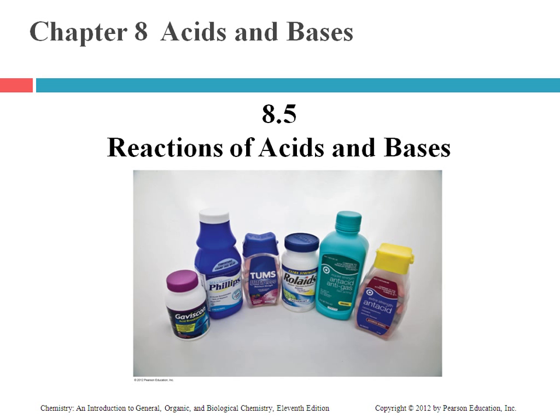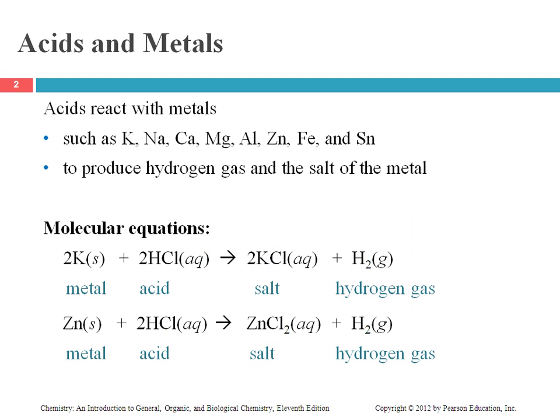So basically, a typical reaction of an acid and base includes the reaction of an acid with a metal, so that's what we're first going to go over, an acid with a base, and an acid with a carbonate or a bicarbonate ion. Okay, and so the first one that we're going to look at is acids and metals. So these metals include potassium, sodium, calcium, magnesium. So these are the typical metals that acids will react with.